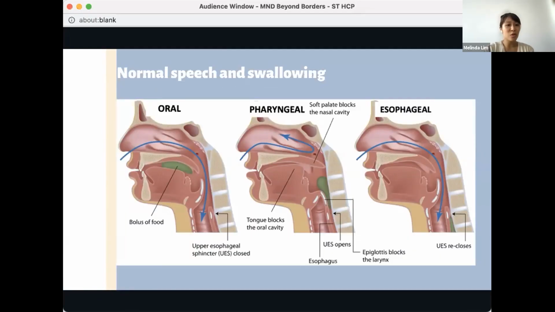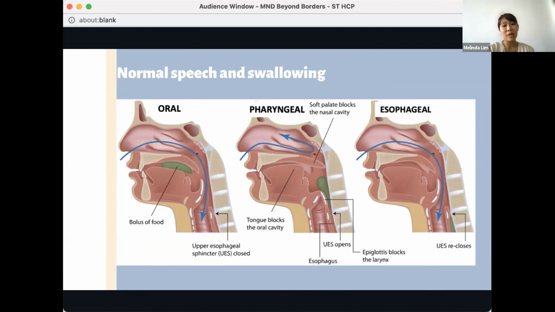So in swallowing, you've got basically 3 phases, right? You've got the oral, the pharyngeal, and the esophageal. During the oral phase, you have food or fluid in your mouth. You hold it there, you manipulate it if you need to, you chew on it if it's a food bolus, and all this while you would still continue to breathe.